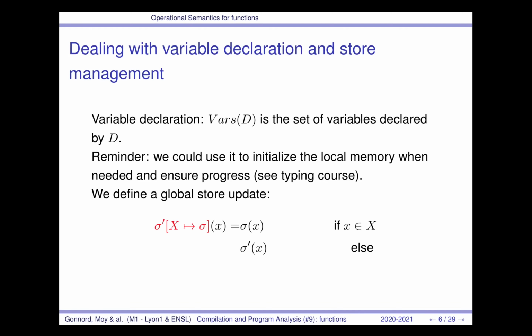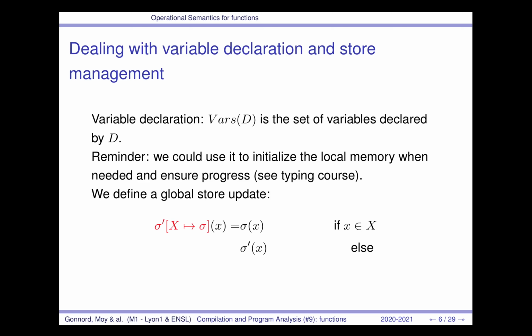The good property with typing is that it ensures progress. That is, you can always evaluate something, which means you can always access a variable in particular. And we said that this was true, but on the condition that variables are initialized at the beginning, because else accessing a variable x that has not been initialized will not result in anything in our semantics.